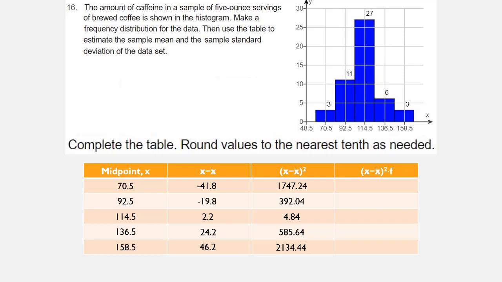3 times 1747.24 is 5241.72. 11 times 392.04 is 4312.44. 27 times 4.84 is 130.68. 6 times 585.64 is 3513.84. And then 2134.44 times 3 is 6403.32. So those are our x minus x bar squareds times f. We're also asked to find the sum of those, and if we add those all up, we get 19,602.